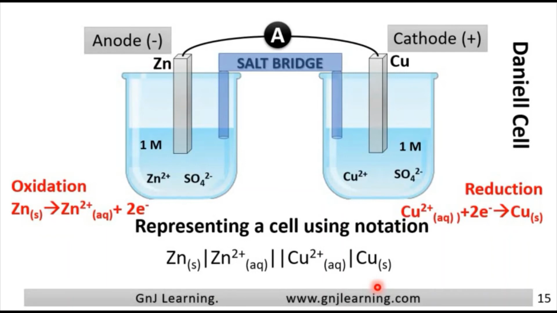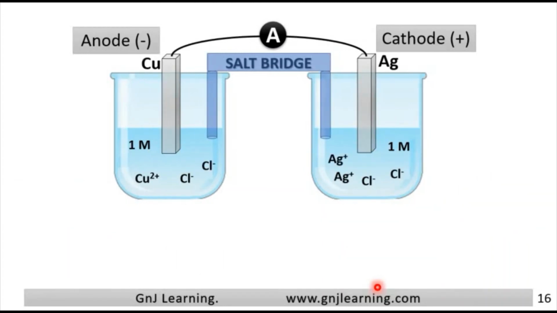I think it's clear. If it's not clear, let's see one more cell, not the Daniell cell. Here the half cells are different. Can you find out which species is reducing and which species is oxidizing? Reduction takes place at the cathode, yes. Which species is reducing? Ag+ is getting reduced to Ag. So the oxidizing agent is Ag+.